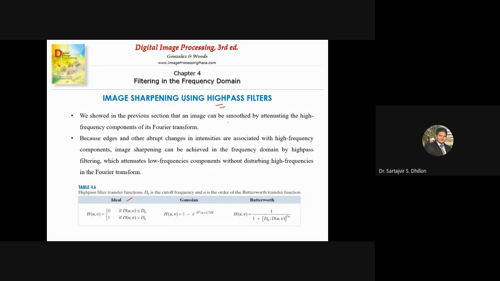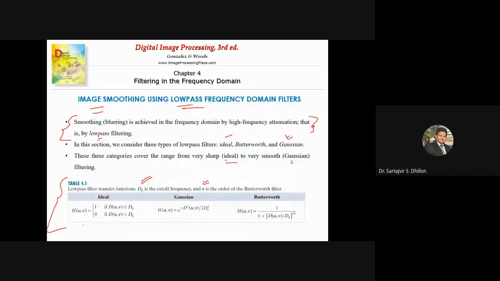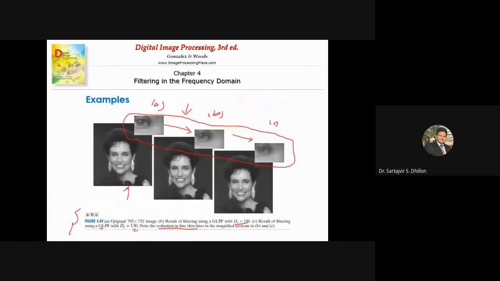In the previous section, we did smoothing by attenuating the high frequency components of the Fourier transformation. Now we are doing image sharpening by using the high pass filter, which attenuates the low frequency components without disturbing the high frequency ones in the Fourier series. Once you go through the comparison between these two models, you can analyze what the difference between them is.